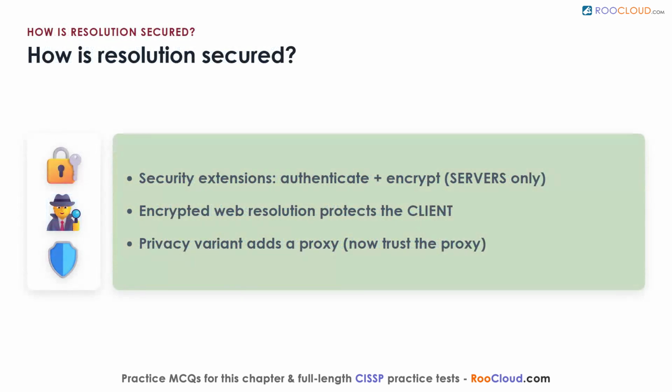How is name resolution secured? With two complementary additions. The security extensions add mutual certificate authentication and encrypted sessions between servers, which blunts server-focused abuses like zone poisoning. But those extensions protect only the servers, not the clients querying them. To protect the client side, resolution over an encrypted web session wraps the query and response inside a protected tunnel. A privacy-focused variant even adds a proxy between client and resolver, so the resolver never learns who asked. The trade-off is that you now trust that proxy provider. It is like sealing both ends of a conversation, not just the switchboard.